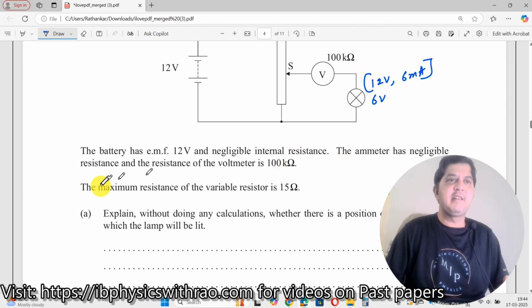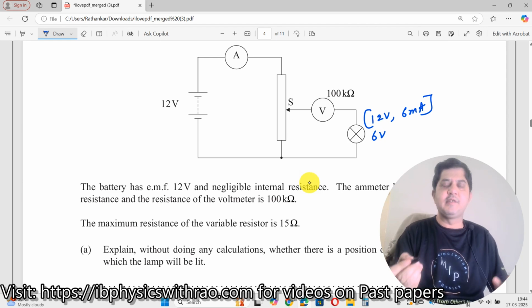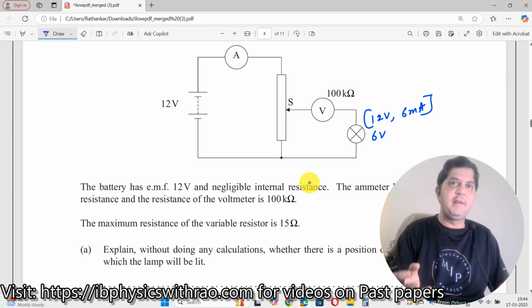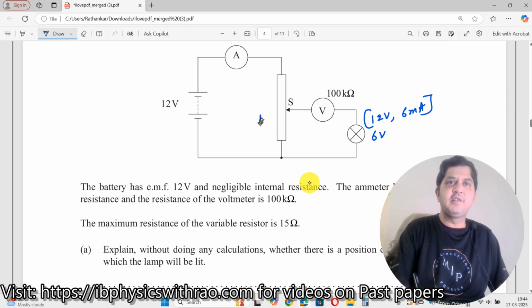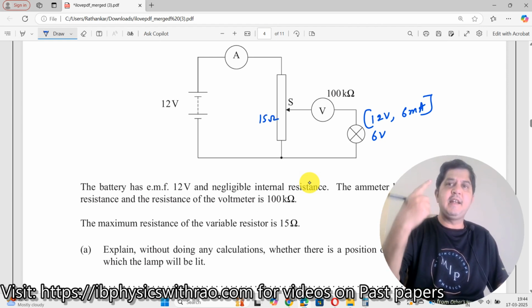The battery has an EMF of 12 volt and negligible internal resistance. The ammeter has negligible resistance, and the resistance of the voltmeter is 100 kilo ohm, a very high resistance. Of course, a voltmeter should have a high resistance, but unfortunately it should have been connected in parallel, and instead it was connected in series. The maximum resistance of the variable resistor is 15 ohms. It's a potentiometer of 15 ohms.